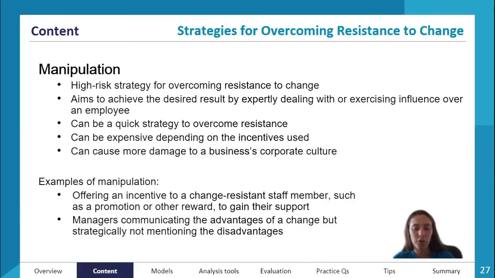So to paint a picture for us, some examples of manipulation. You could offer an incentive to a change-resistant staff member, such as a promotion or a reward or something to gain their support. Or you could communicate the advantages of a change, but not mention the disadvantages. So almost lying by omission, in a way, to manipulate employees by making them see the good but not the bad.